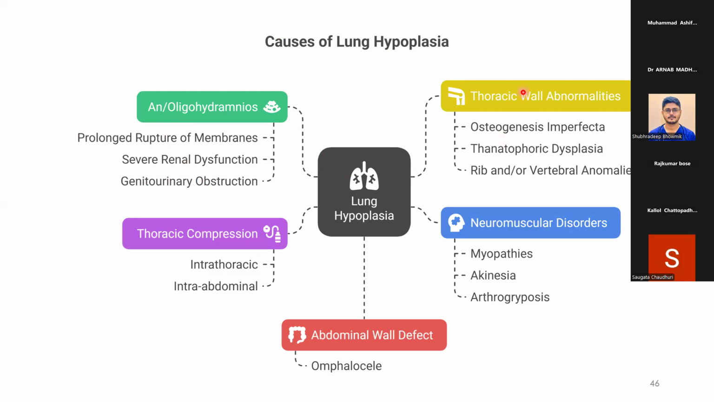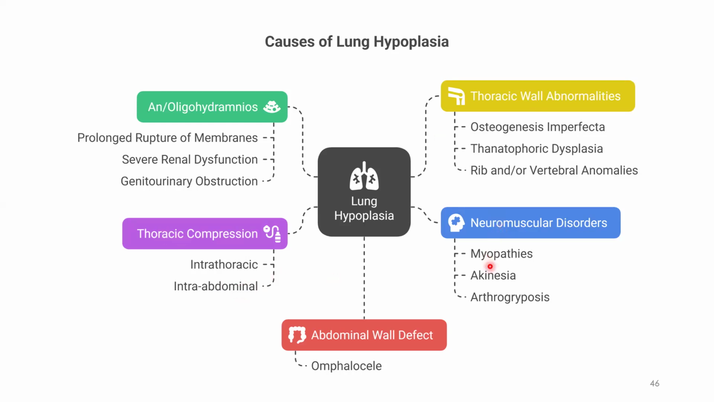There may be external compression in the form of thoracic wall abnormality, or compression from the thorax itself like CDH, or from intra-abdominal pathology like ascites. Some neuromuscular disorders like myopathy and akinesia also cause lung hypoplasia, and omphalocele may also cause it. So lung hypoplasia management is very difficult.